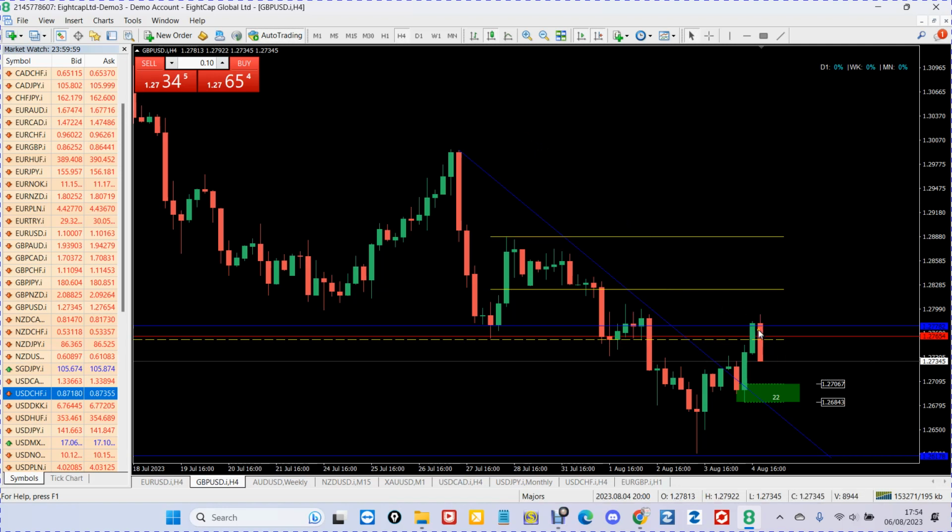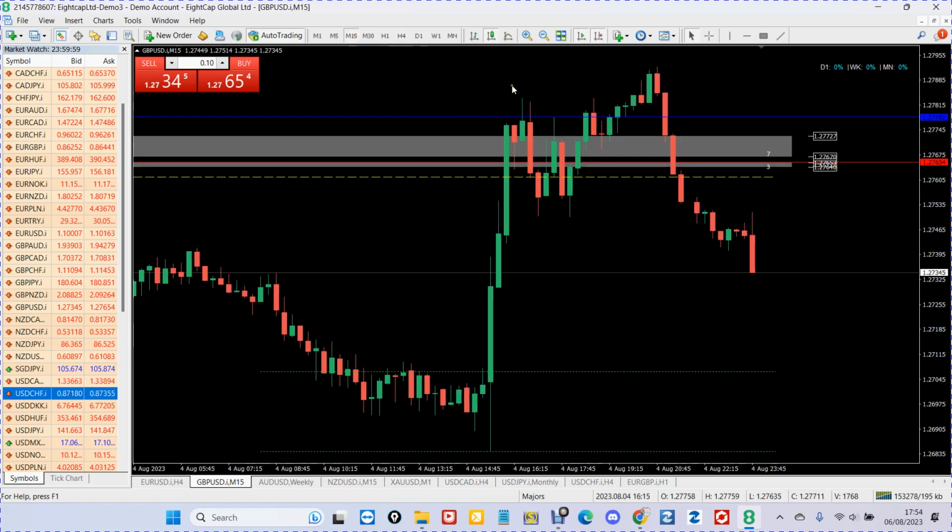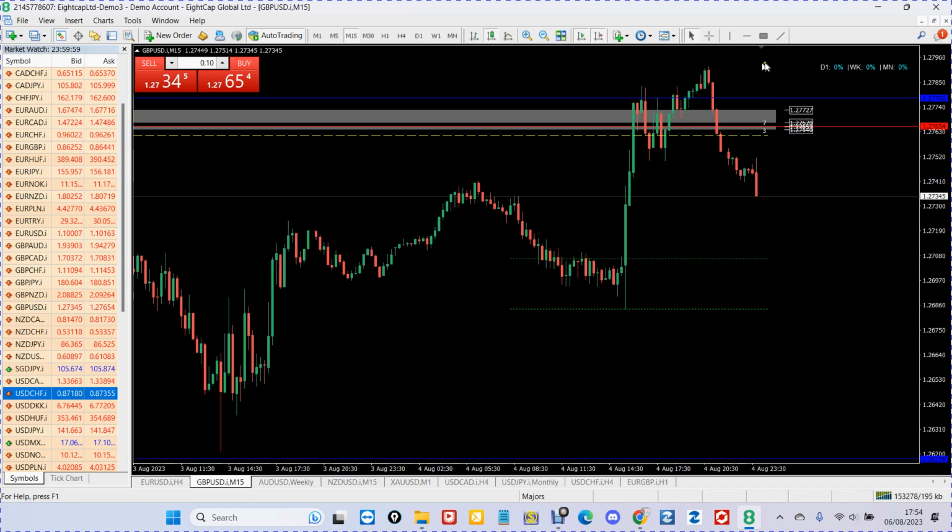So let's have a look at this candle coming down, because I only want to be looking for buyers at the moment. Let's have a look at what the structure is. We've got this on a 15-minute, similar to the euro dollar. So when I'm in here, I'm going to be looking for buys.